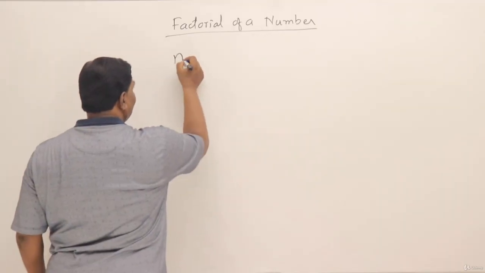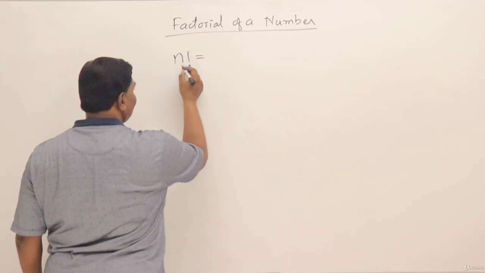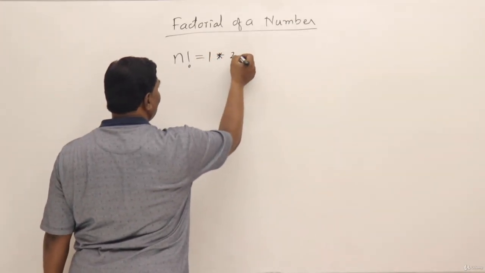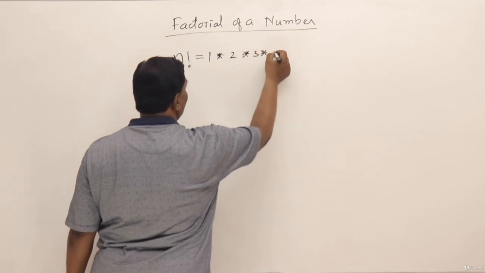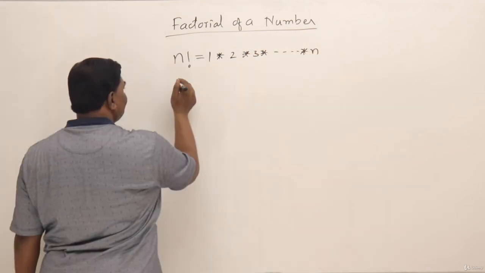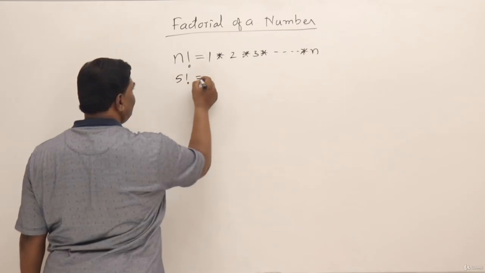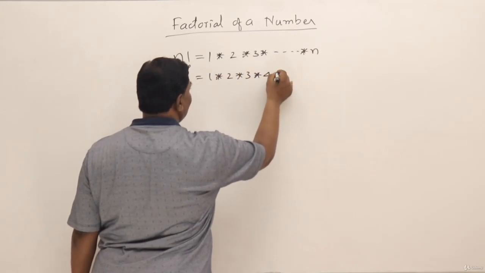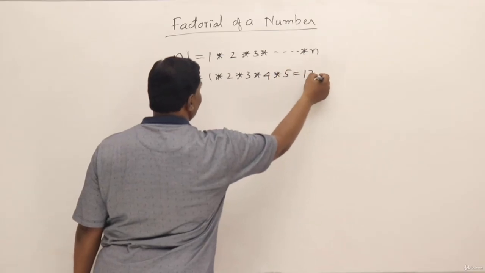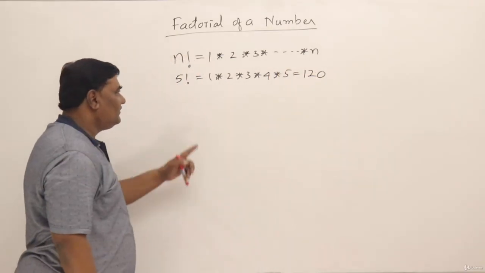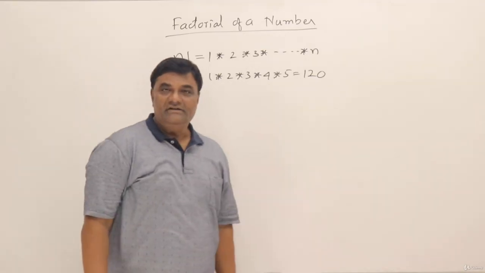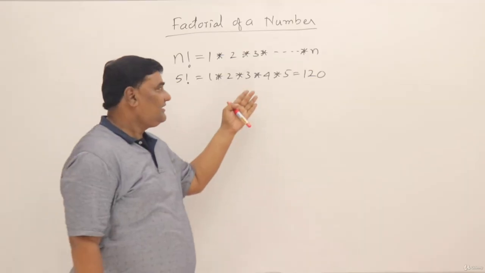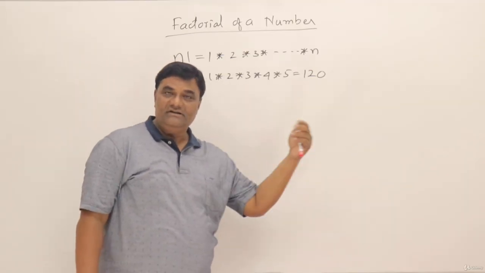See, factorial is represented with this symbol. So factorial of n means 1 into 2 into 3 into goes on to n. So factorial of 5 is 1 into 2 into 3 into 4 and multiplied by 5. So this will be 120. If I multiply all these things, I'll get the answer 120. So for n, I have to continue up to n. So for 5, I continue till 5. For 10, I should continue till 10.